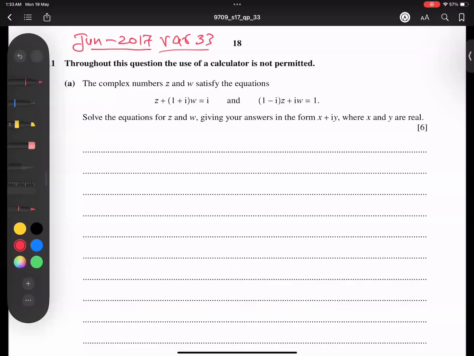Bismillah ar-Rahman ar-Rahim. Student is June 17 and waiting 33, question number 11. Without using a calculator, we have to solve this question and find the value of Z and W.